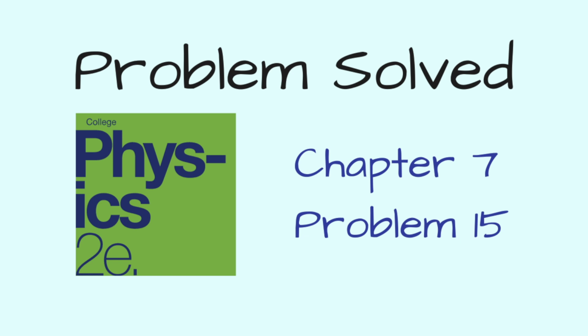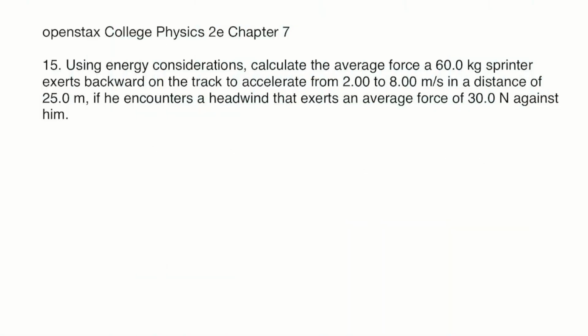Welcome. In this video, we are going to take a look at problem 15. It is from chapter 7 of College Physics 2E by OpenStax. In this problem, we need to use energy considerations to calculate the average force that a sprinter exerts backward on a track to accelerate over a specified distance, and there's also a headwind. Okay, let's start with what we know.